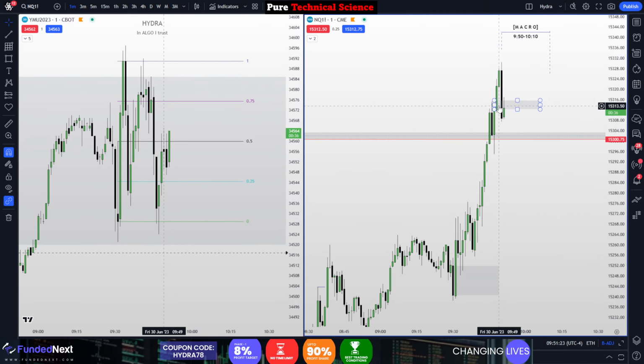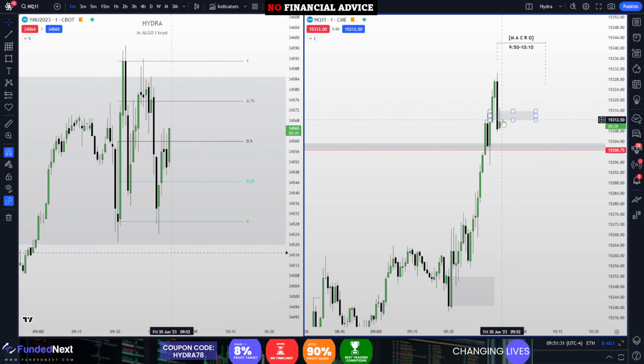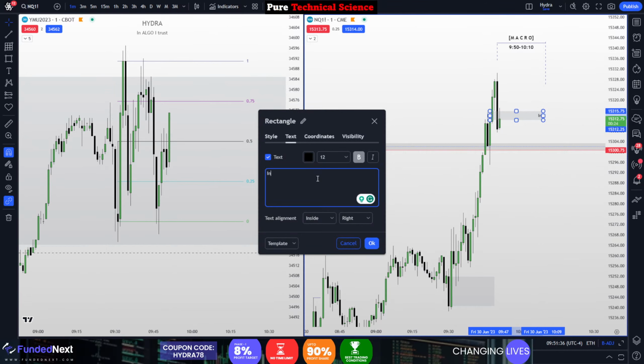If this fair value gap is providing support towards buy side liquidity, it will continue to deliver buy side liquidity. But I want to see it fail, this fair value gap, and I want to see it work as inversion.